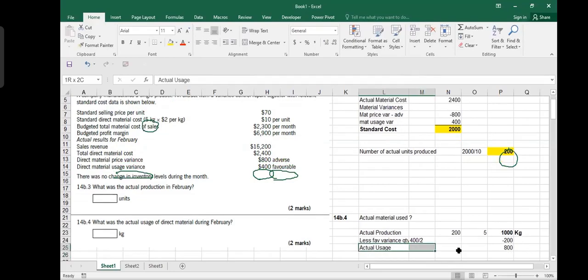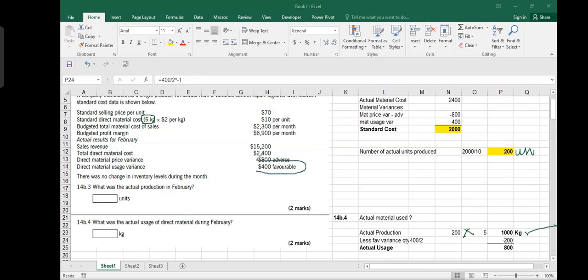See, I will say it again. How did I calculate? They told us in the question that you produced 200 units. And we know that 1 unit takes 5 kilograms. So 200 units multiplied by 5 kilograms, 1000 kilograms should be your usage. But you did not use 1000 kilograms because they told you that there is a favorable variance of $400.